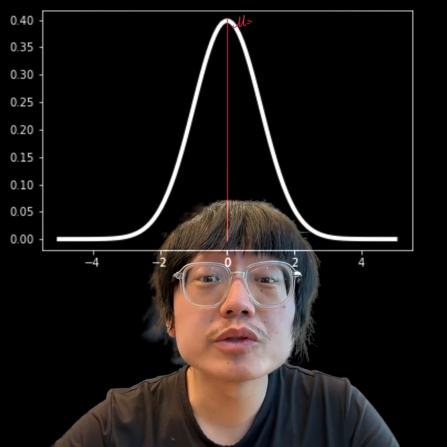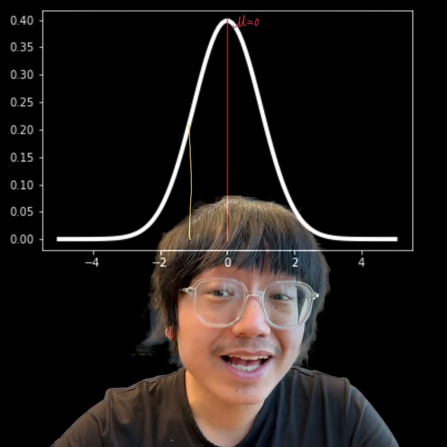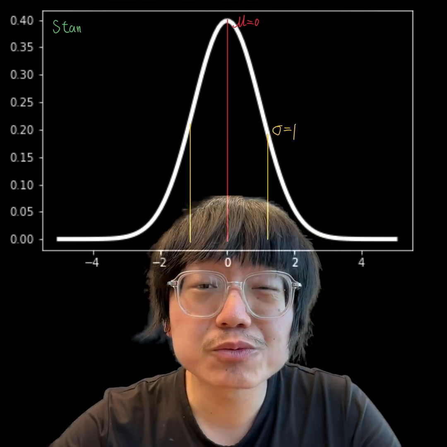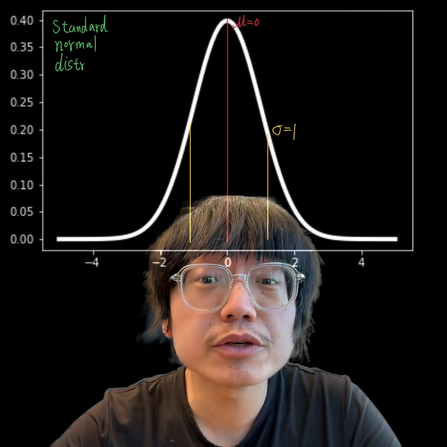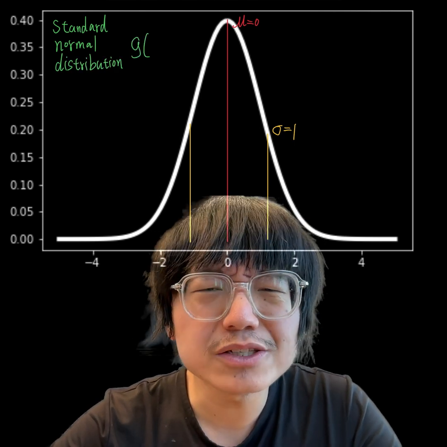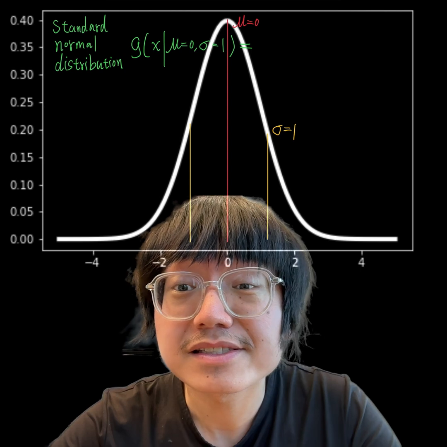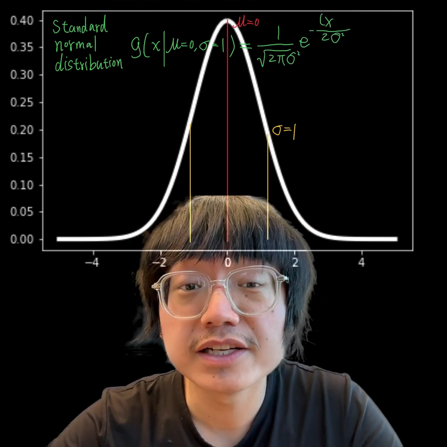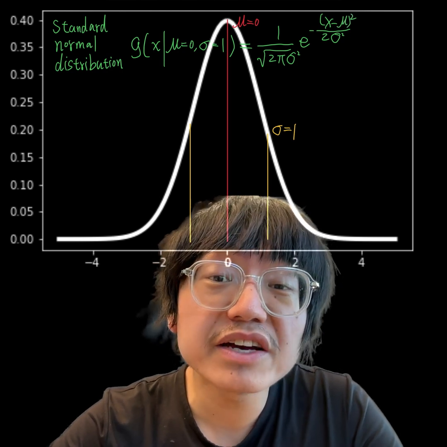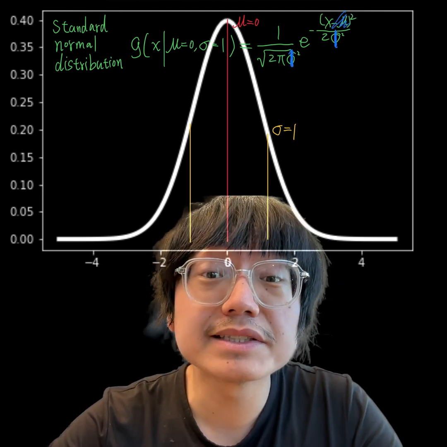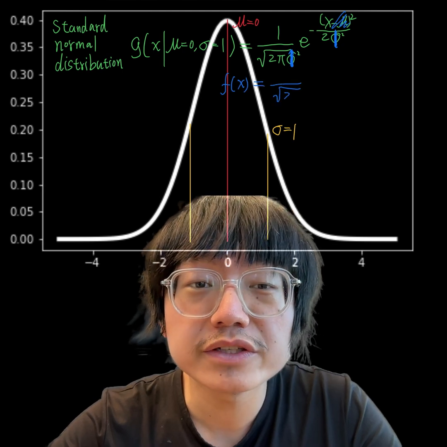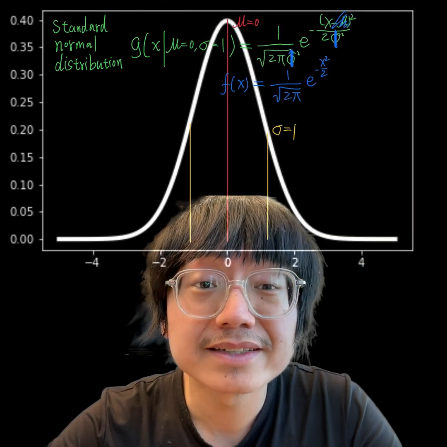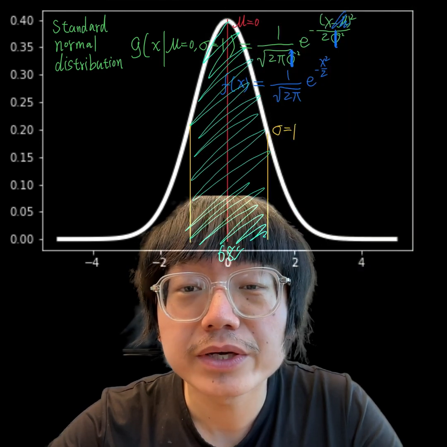Today, let's talk about the normal distribution with mu equal to 0 and sigma equal to 1, which is known as the standard normal distribution. It is one of the most commonly used probability distributions in statistics, and it is central to many statistical tests and methods. The properties of this standard normal distribution are, first, the mean mu is 0 and the standard deviation sigma is 1, and the probability density function is f of x equals 1 over the square root of 2 pi times e to the negative x squared over 2.